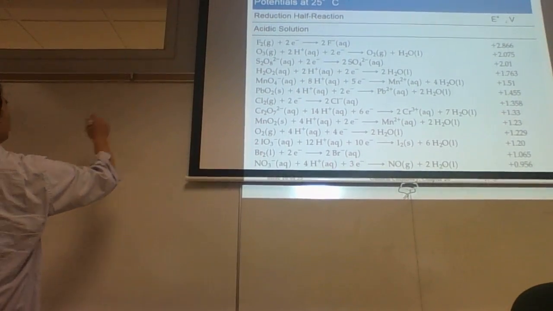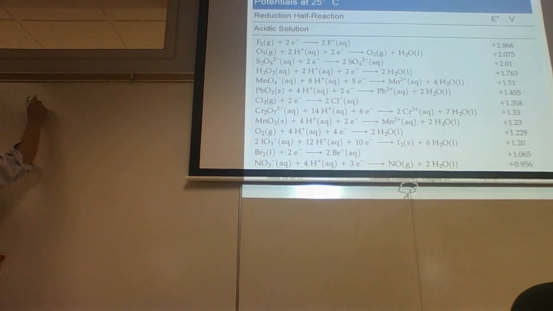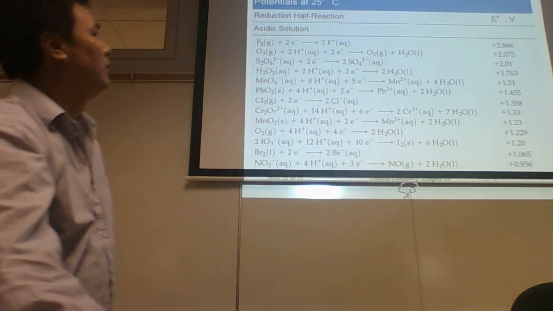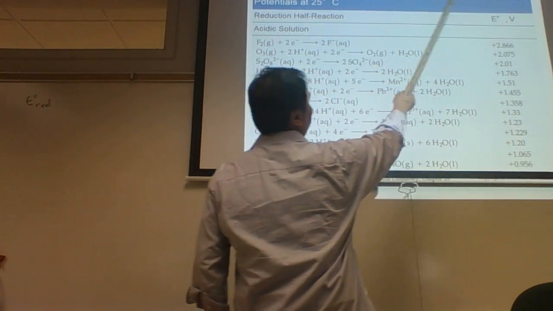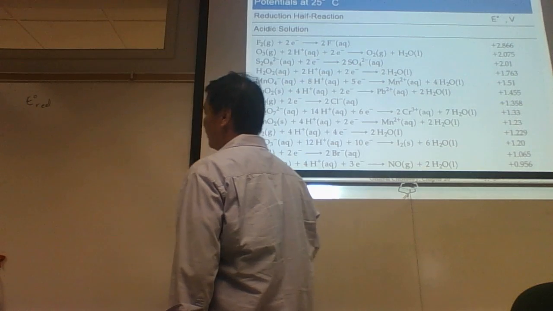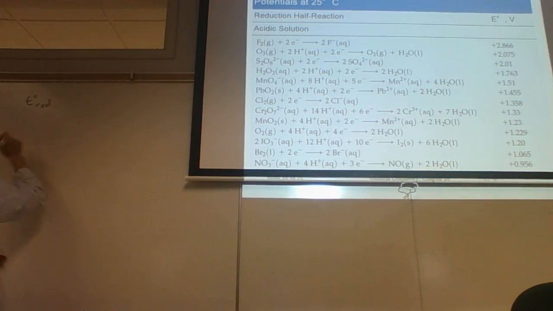All right, so these are called reduction potentials. These are standard reduction potentials, and this is a table of standard reduction potentials at 25 degrees C. Obviously the temperature is going to have a role. Since temperature is not standard, we specify the temperature as 298 Kelvin. The standard reduction potentials go like this.